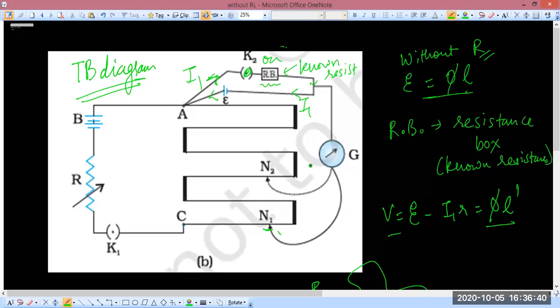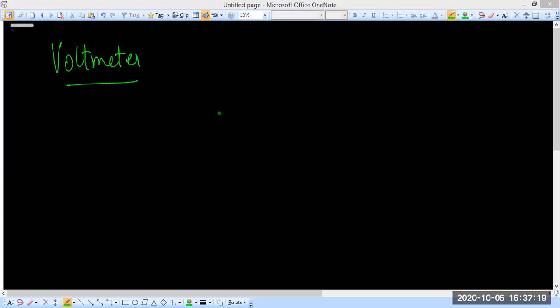Now, one important point. Do you know what a voltmeter is? How many of you know what a voltmeter is? If you know, can you tell me what it is? Okay, very good. We have got 3 correct answers. Okay, many people know.